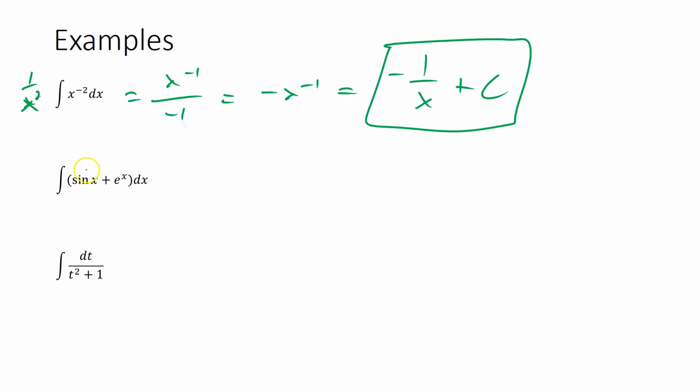All right, next one, the antiderivative of sine x plus e to the x. So the antiderivative of sine is negative cosine, right? Because the derivative of cosine is negative sine, so we have to have a negative to cancel that out. And then plus e to the x. E to the x is its own derivative, plus c. That's it.